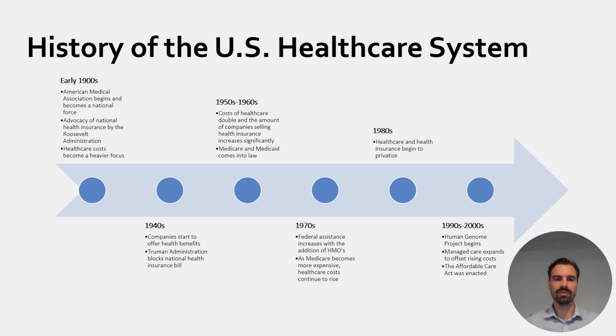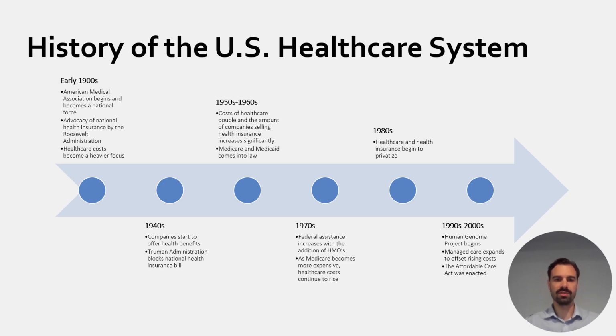Finally, from the 80s through the 2000s, various things happened to combat these rising costs. Healthcare and health insurance begin to privatize in the 80s, managed care expands through the 90s, and the Affordable Care Act was enacted in 2010. The ACA made affordable health insurance available to more people.